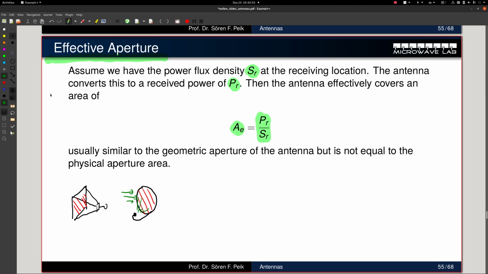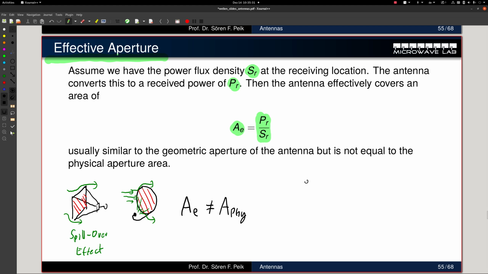However, some of my flux gets a so-called spillover like this, and same here. So-called spillover effect. That's why our effective area is not necessarily identical to my physical area. It's usually a bit smaller. And when we deal with wire antennas, let's say this is my wire antenna here.